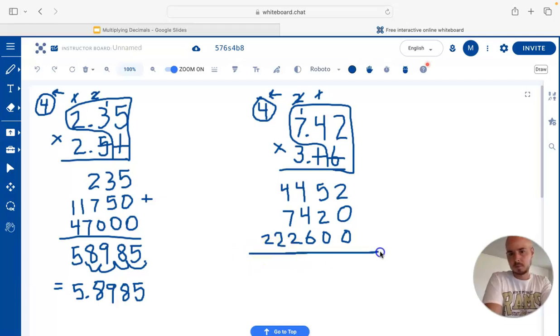Okay, these are partial products, so I need to add them. 2 plus nothing is 2. 5 and 2 makes 7, plus nothing more is still 7. I would take the 4 and the 6 to make 10, and then add 4 more. So 14. 10 plus 4 is 14. Need to regroup. 7 and 4 makes 11, plus 1 more makes 12, plus 2 more makes 14.